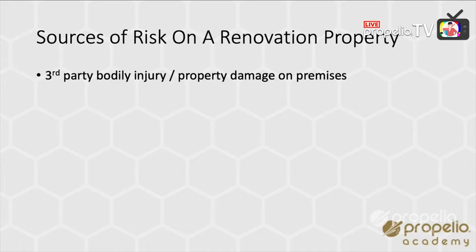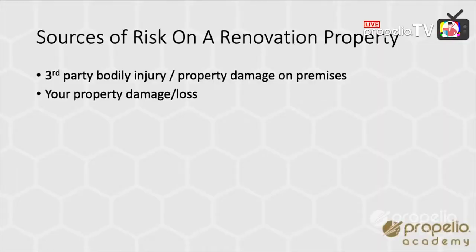The first is going to be third-party bodily injury and property damage on your premises. It's important that we note this is third party. This is someone else outside of you, outside of your employees, your contractors, some random person who comes in, whether they're a vendor or a member of the general public. If they have an accident or an injury on your premises, you need to be aware of that.